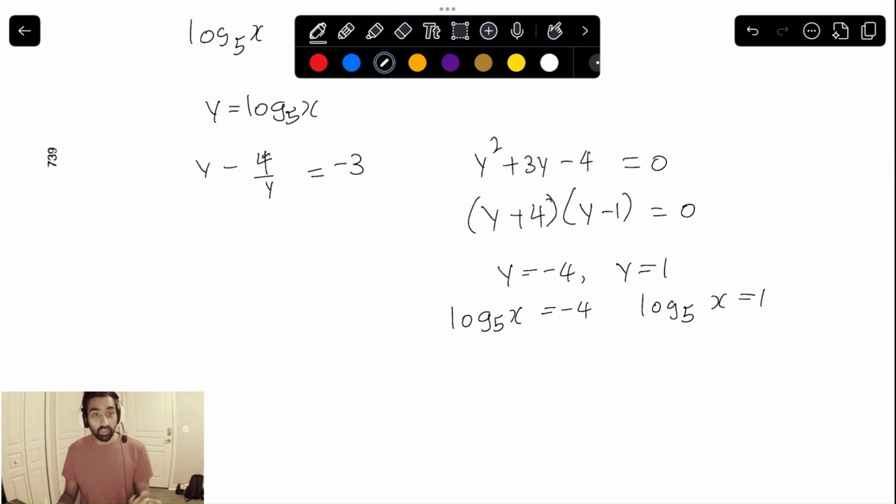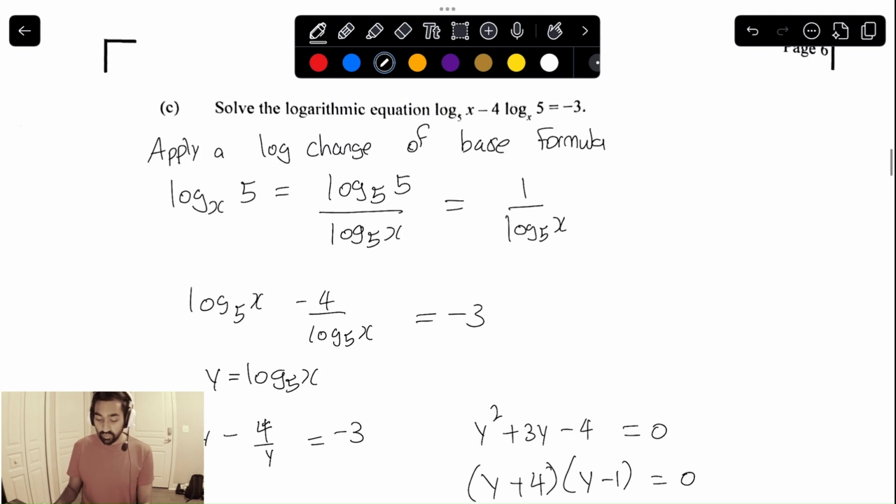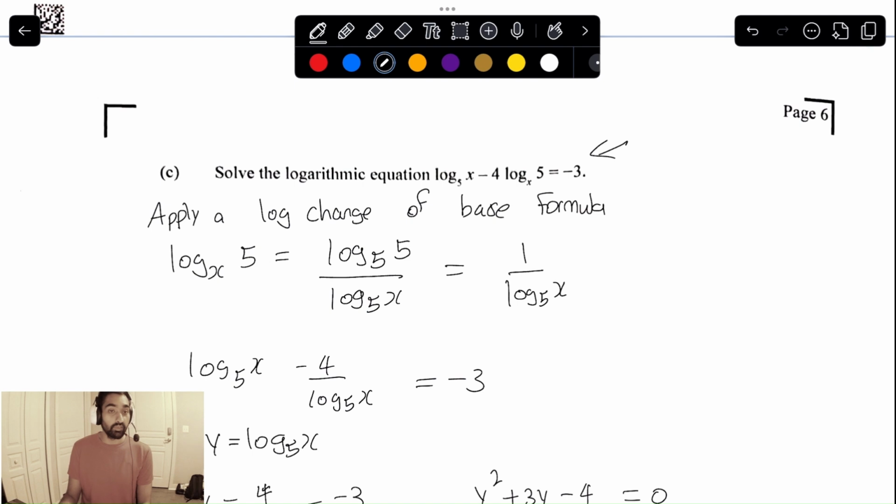And now we just have to undo what log means. This means that we basically take 5 to the power of both sides, and you get x is equal to 5 to the minus 4, or x is equal to 5 to the 1. Well, 5 to the 1 is just 5. You can put this in your calculator: 5 to the minus 4 is just 1 over 625. If you have some extra time in the exam, I highly suggest using this value of x and checking that this equation is indeed true. And you'll see that it is.